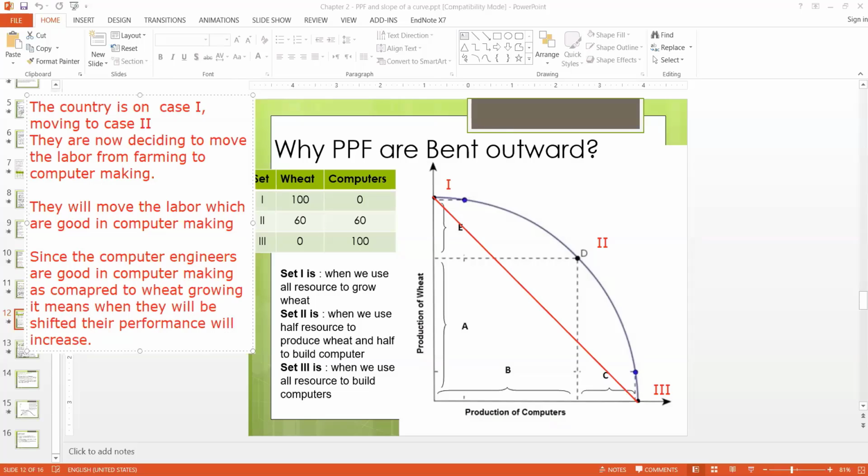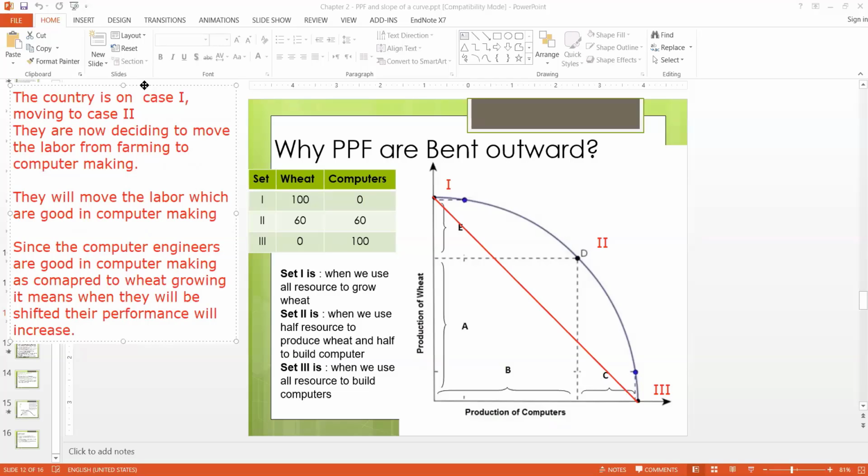What does that mean? Since they do not know how to grow wheat, when they were producing wheat they were not as good as the farmers. As compared to the farmers, they were not experts. So they were forced to do farming, meaning the country does not have the resources or scale infrastructure to build computers. So the engineers were forced to do farming. They learned farming over time, but they were not as good as farmers. So the overall product was 100.